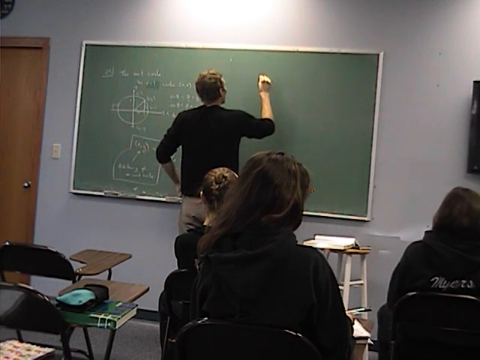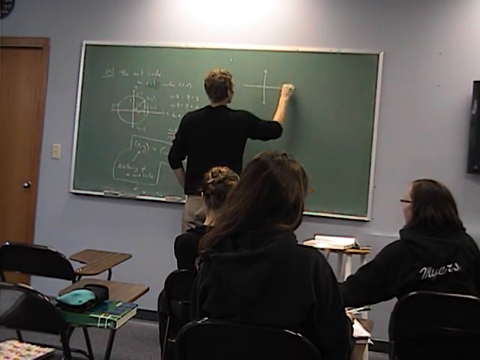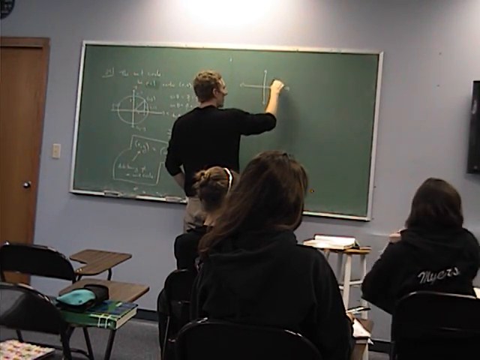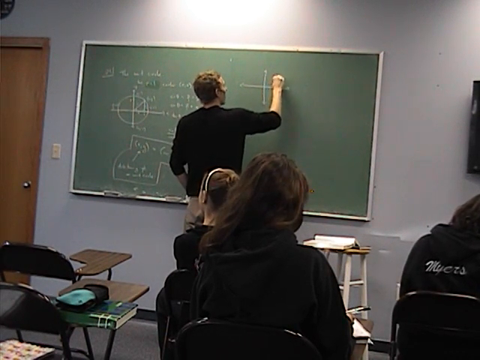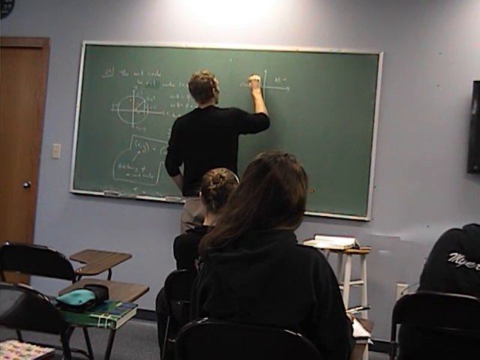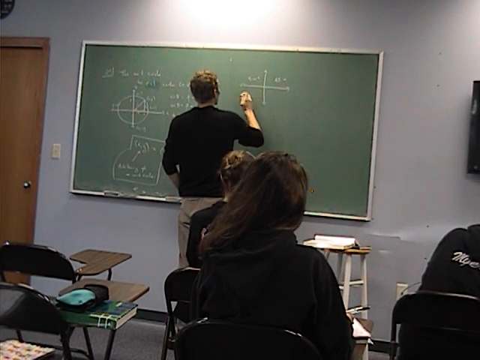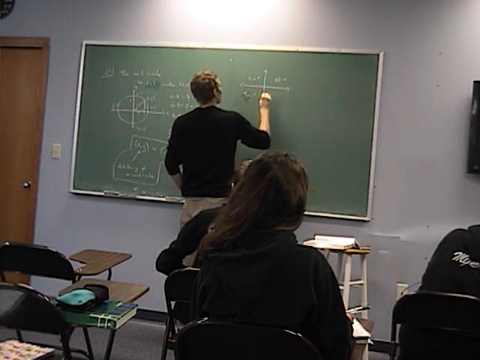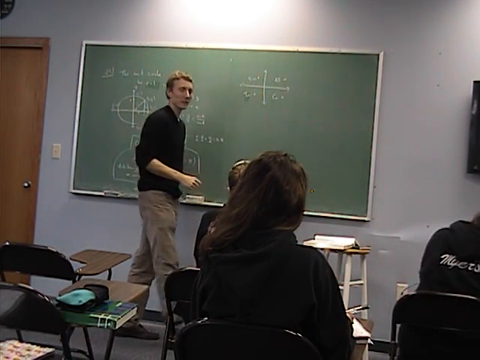Now, think about what we just learned yesterday. We learned that when you go quadrant by quadrant, all of them are positive in the first quadrant. Only sine is positive in the second, only tangent in the third, and only cosine in the fourth. Did you guys come up with a better acronym?